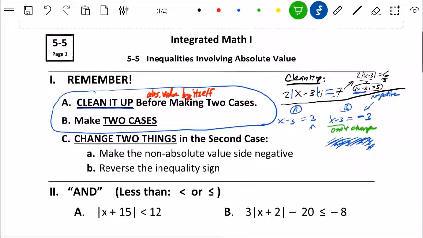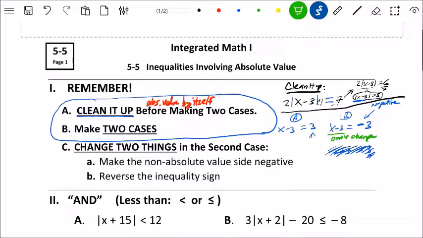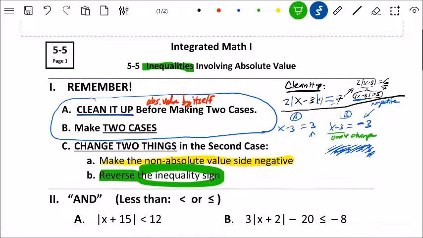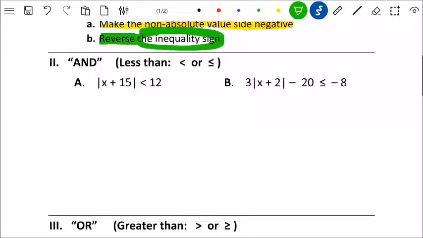And this is where, when you do the inequalities, this part is the same as an equation. But this part is new: you reverse the inequality sign. So let's take a look at a couple of examples of that. That's the best way to see it, see it happen in examples. So here's one right now. These are and statements, which means they're less than statements, less than or equal. And I'll show you the difference in what it means to where they are.